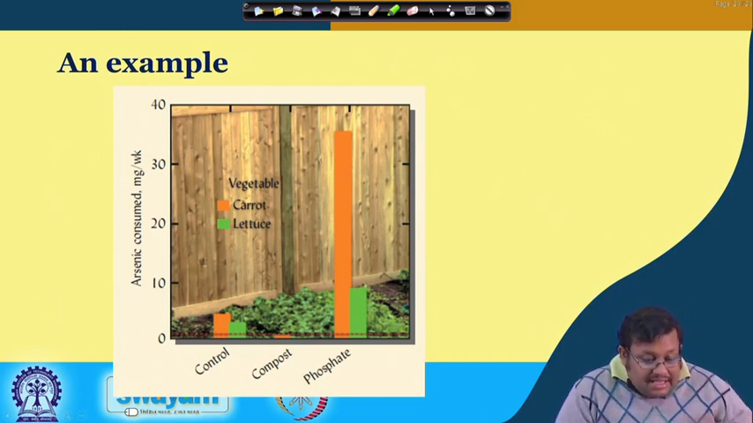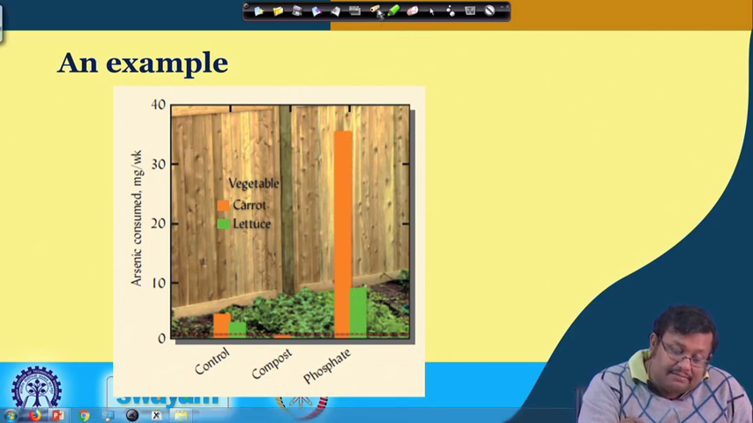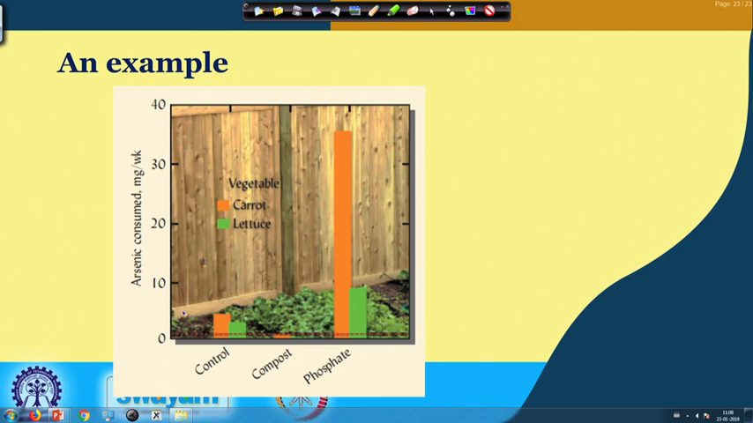So you can see here one example of how these toxic metals accumulate within some agricultural products. This is a vegetable, a carrot, which was grown in the vicinity of this fence, and the fence had been coated with arsenic containing paints. Due to the presence of these arsenic containing paints, the adjacent soil got contaminated.